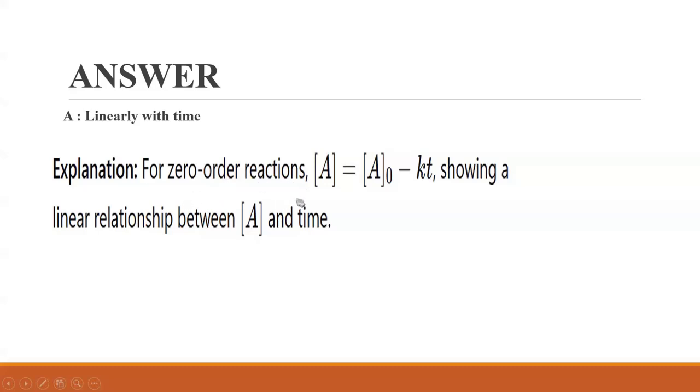For zero-order reactions, we know that the concentration of the reactant is represented by this equation: the concentration of A is equal to the concentration of the reactant at time equal to 0 minus k, which is the rate constant, times time. This shows a linear relationship between the concentration of A and time, and it is telling you that this is going to be decreasing because it is a straight line with a negative gradient.